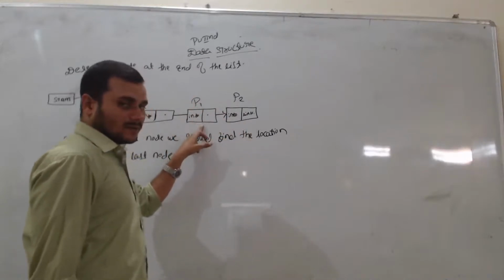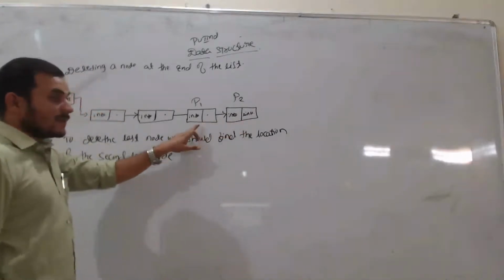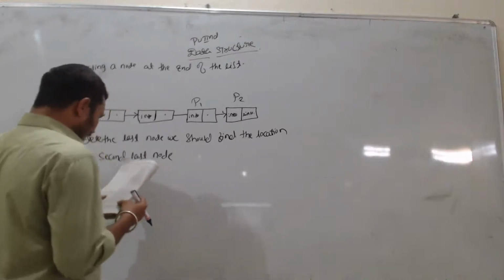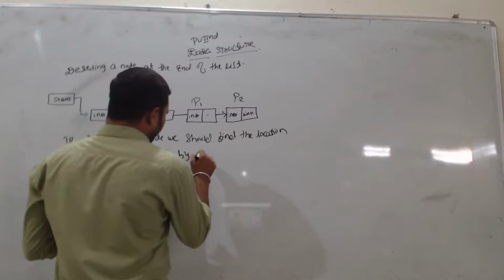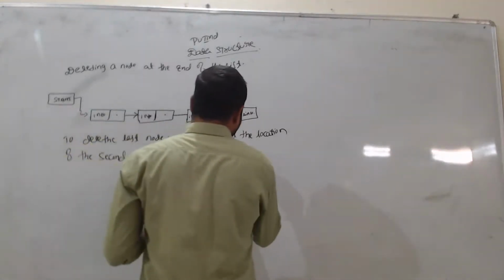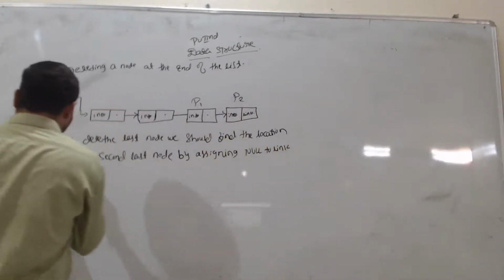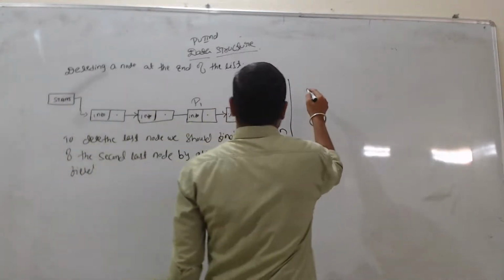Then P1. Right? Now we have to find out the location, the last second one, this one. This node, I have to find out the location. Okay? By assigning null to link field. That means I will show other diagrams here.